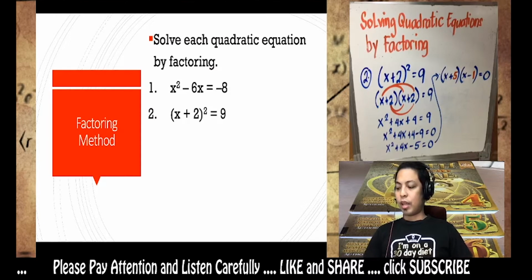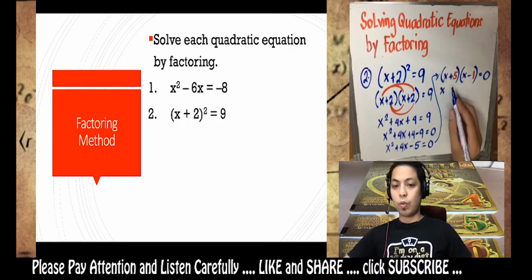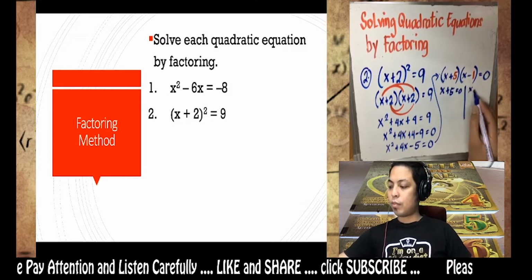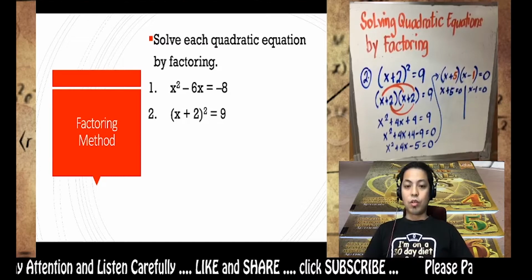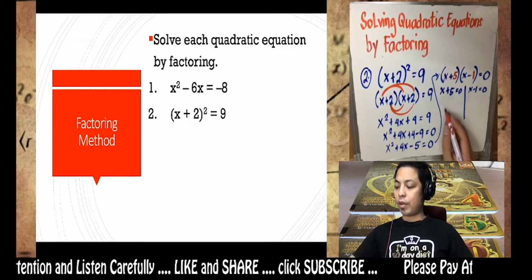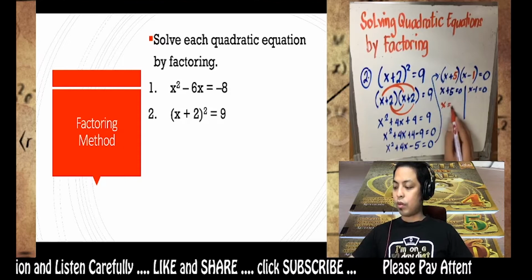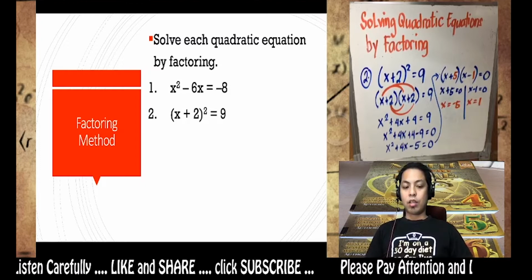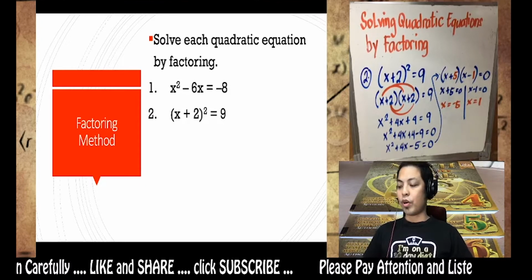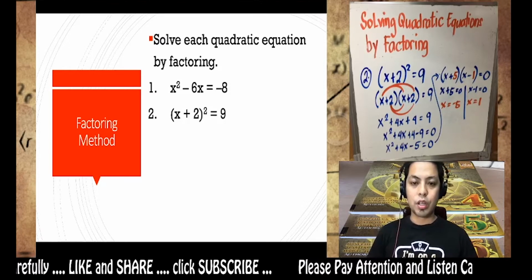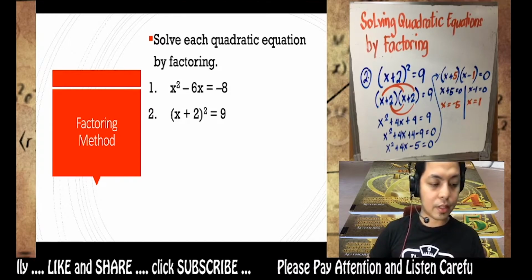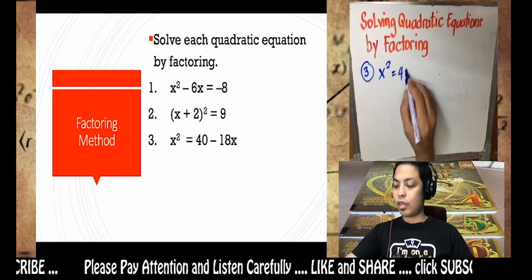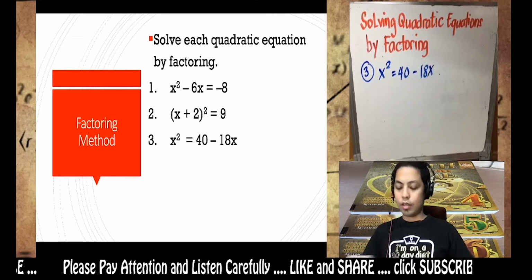So, in this case, meron na tayong dalawang equation na magagawa. X plus 5 is equal to 0 at yung isa, x minus 1 equals 0. So, ilipat lang natin sa kabila or by eliminating method, we have x is equal to negative 5 and x is equal to 1. So, this is your answer for number 2. These are the roots for the quadratic equation. Okay, next. Number 3, we have x squared is equal to 40 minus 18x.